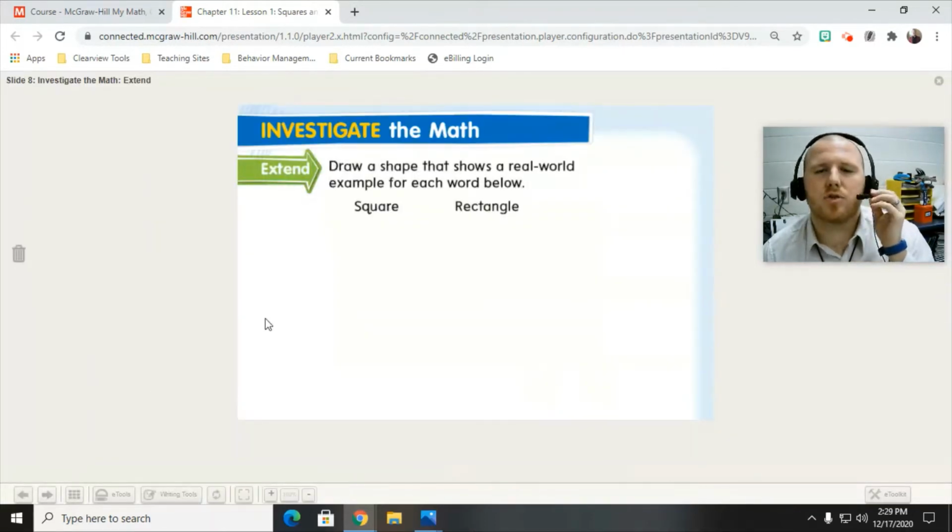All right, it says draw a shape that shows a real world example for each word below. Okay, so square. When I think of a square, you guys are going to laugh at me, but you know what I think of?